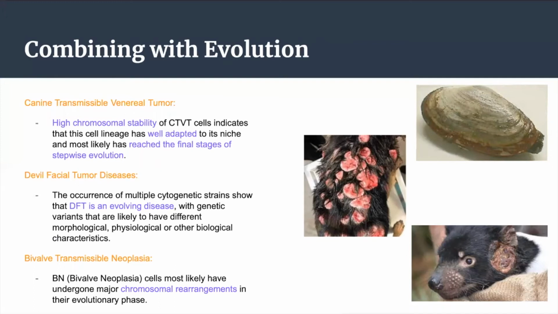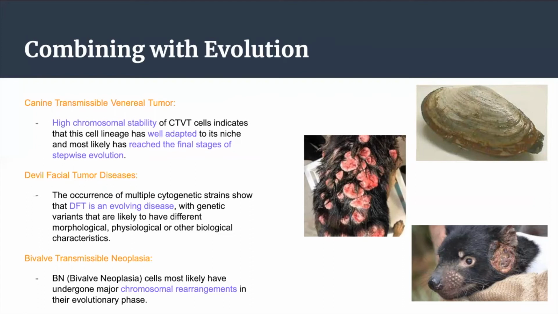I'm going to be covering transmissible cancers in an evolutionary context. Devil facial tumor diseases. Examination of karyotypes based on Taylor et al. reveals the existence of at least 4 major chromosomally distinct strains of DFTs. The occurrence of multiple cytogenetic strains shows that DFT is an evolving disease with genetic variants that are likely to have different morphological, physiological, or other biological characteristics.